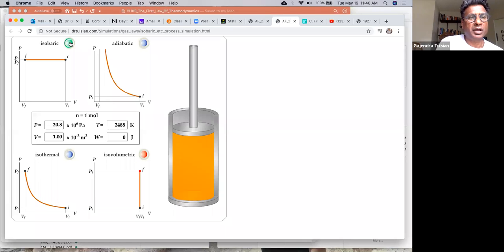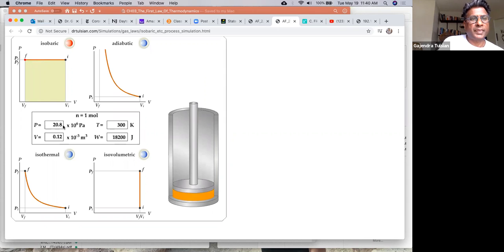Okay, so let's look at an isobaric process. You're compressing the gas while keeping the pressure constant. So let me do this again. You see, you have to cool the gas, and the temperature of the gas is decreasing. Each of those terms is changing. The work done by the external source is 18,200 joules. So for our convention, the work done by the gas would be minus 18,200 joules.